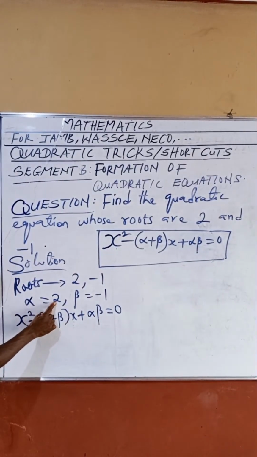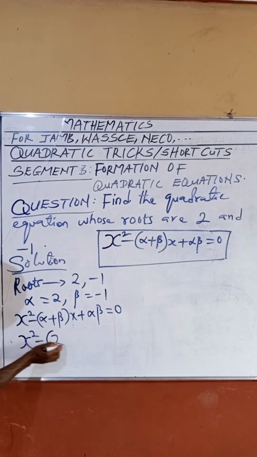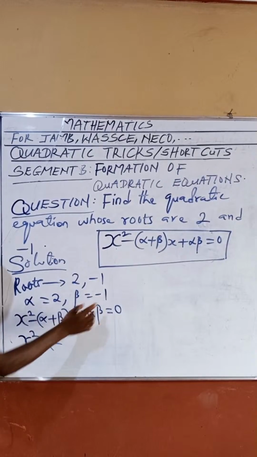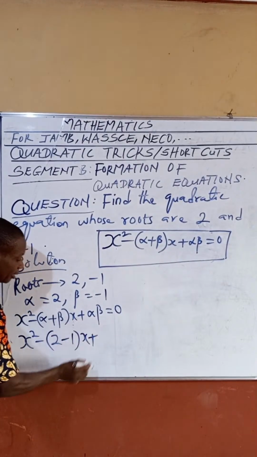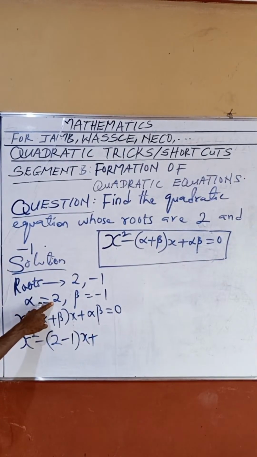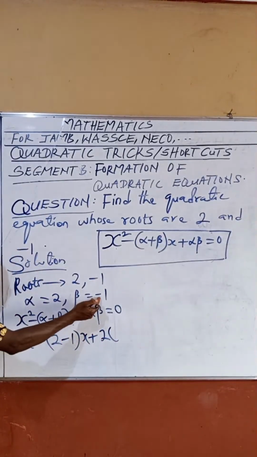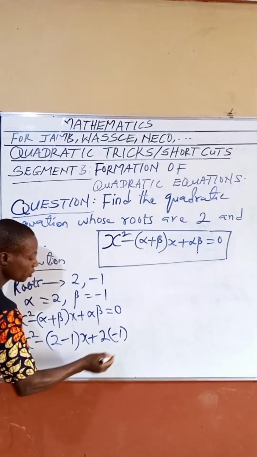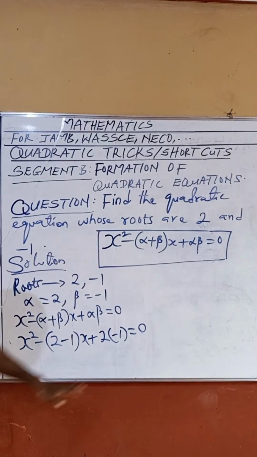So let's substitute. Alpha is 2, which means we have x squared minus open brackets 2. This is plus, but beta is -1. Look at it here, -1. So just put -1 here. Then bring in the bracket here. Then plus alpha is 2 here. Then open bracket, our beta is -1. Everything is equal to what? 0. So we can go ahead and do it.